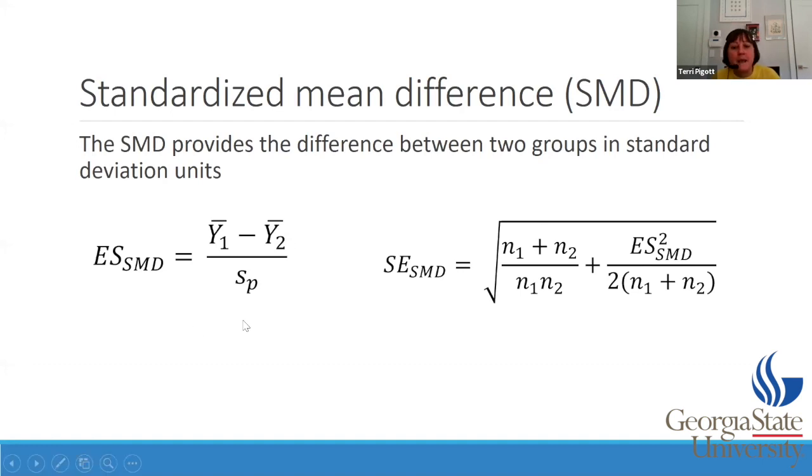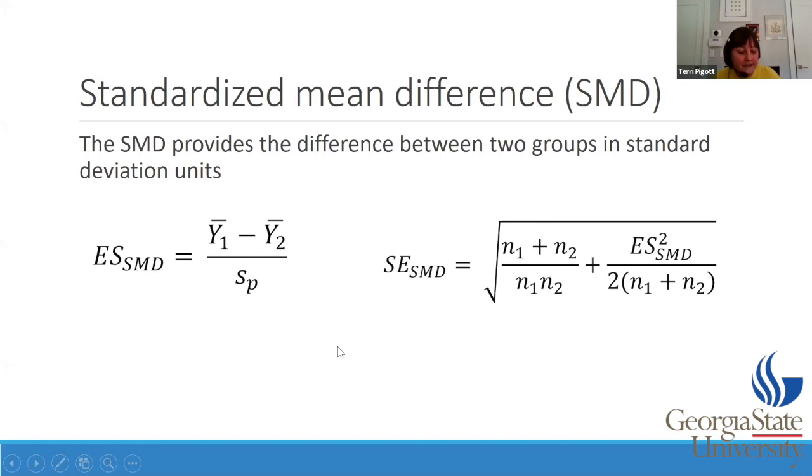Okay. And I just wanted to alert you to the fact that the standard error of the standardized mean difference is this horrifying looking equation on the right here. But note that what's involved in it is the sample size. So the sample size is involved in the standard error of the standardized mean difference. And we're going to come back to that point in a minute.